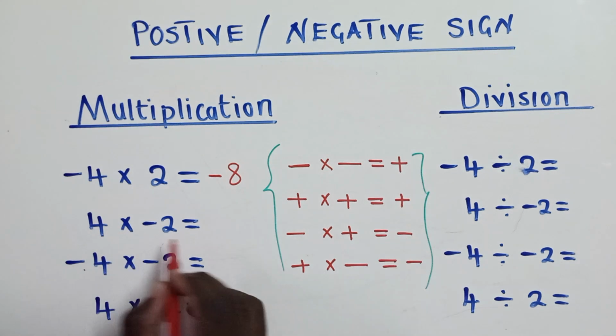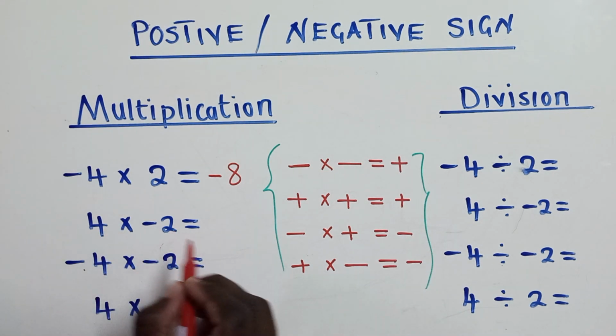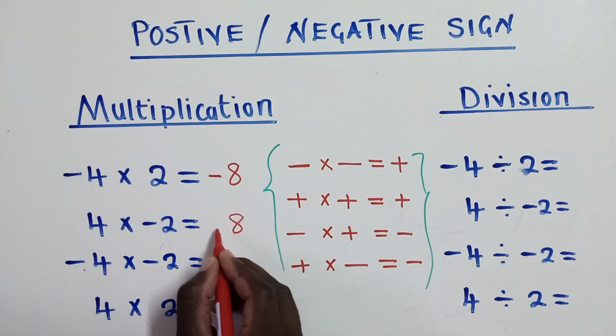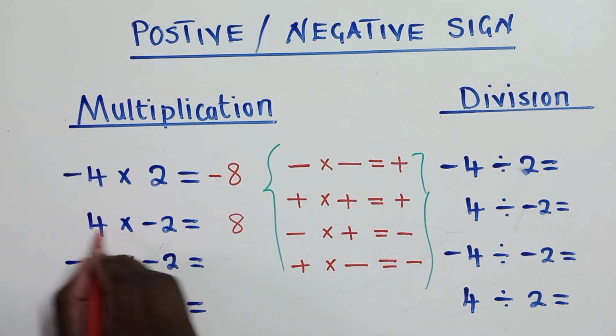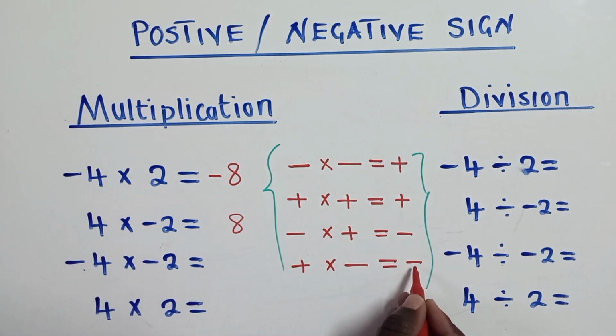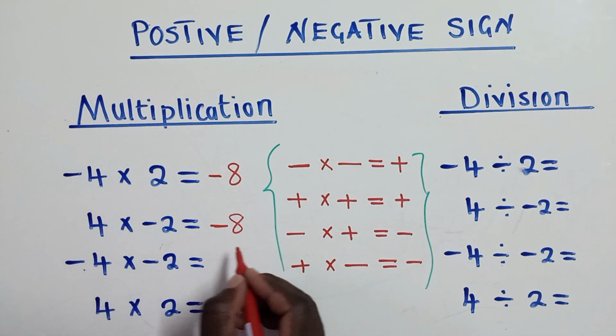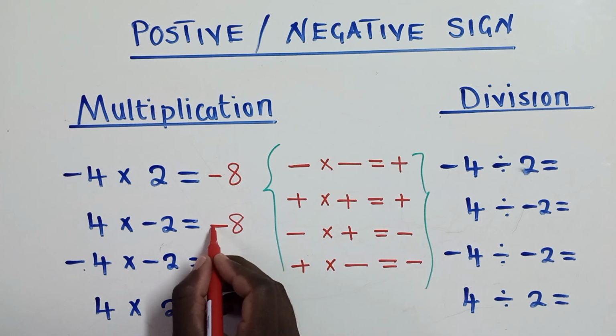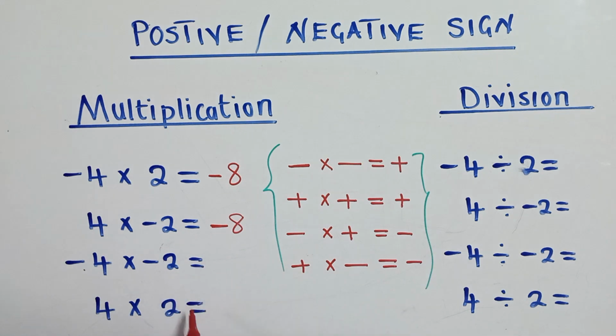So let's go to this one. 4 times 2, it's 8. What sign should we put here? Check the signs. We have negative and positive. It's negative. Different signs are always supposed to give you a negative answer.